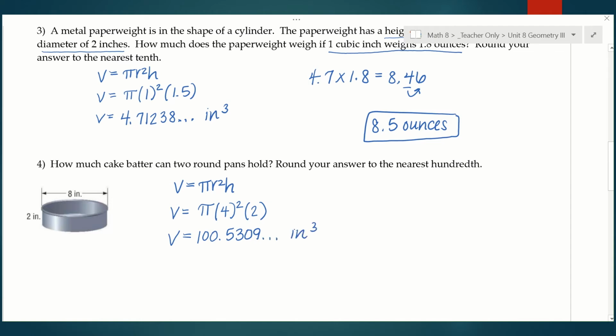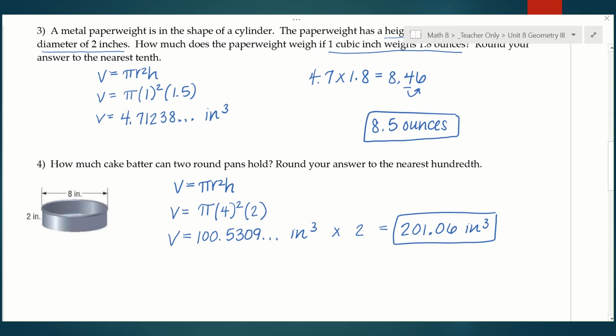that many cubic inches. Now again, they're saying for 2 pie pans, or cake pans, so we're going to want to multiply that answer times 2, and they say to round to the nearest hundredth, so that's 201.06 cubic inches.